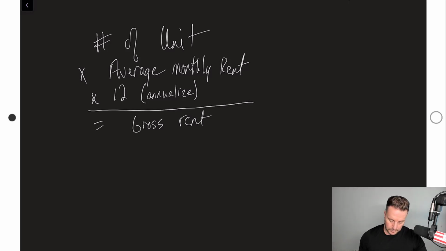And then what we're going to do from there is, now that we have our gross rents, we are going to take out our vacancy rate. So we're going to times it by a vacancy rate.